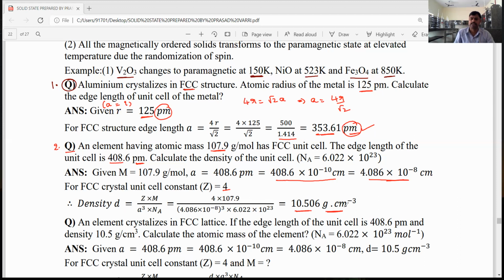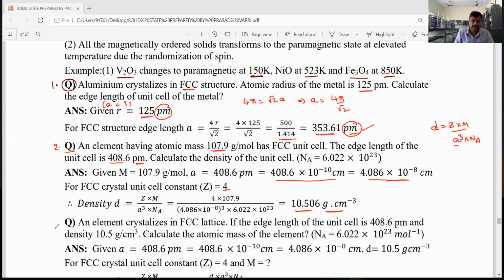Gram per centimeter cube. Okay, dear students, so the direct formula here is d equals Z into m by a cube into Na. Avogadro number is nothing but 6.02 into 10 to the power of 23. Z is 4 for FCC. m they gave, and the a value, the edge length, they gave in picometers. Those picometers we just converted into centimeters. After that, simplification is very, very important.